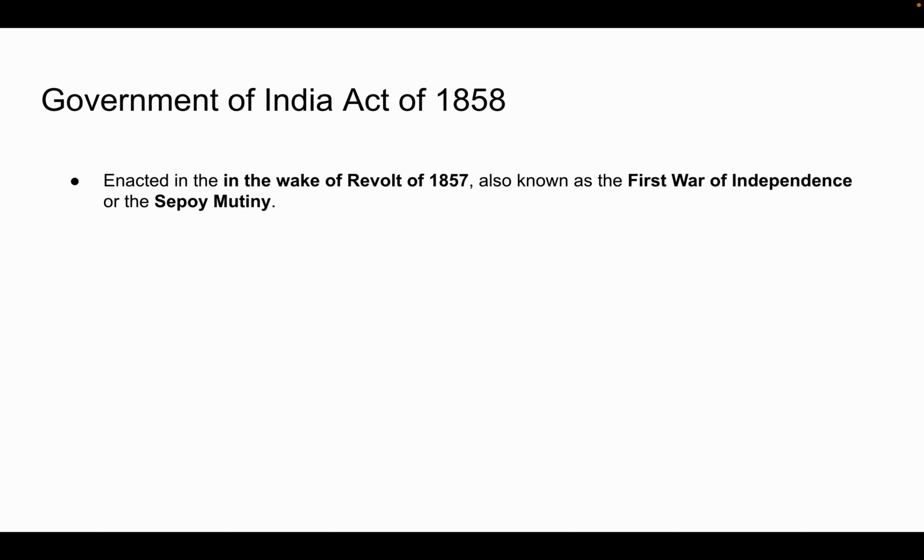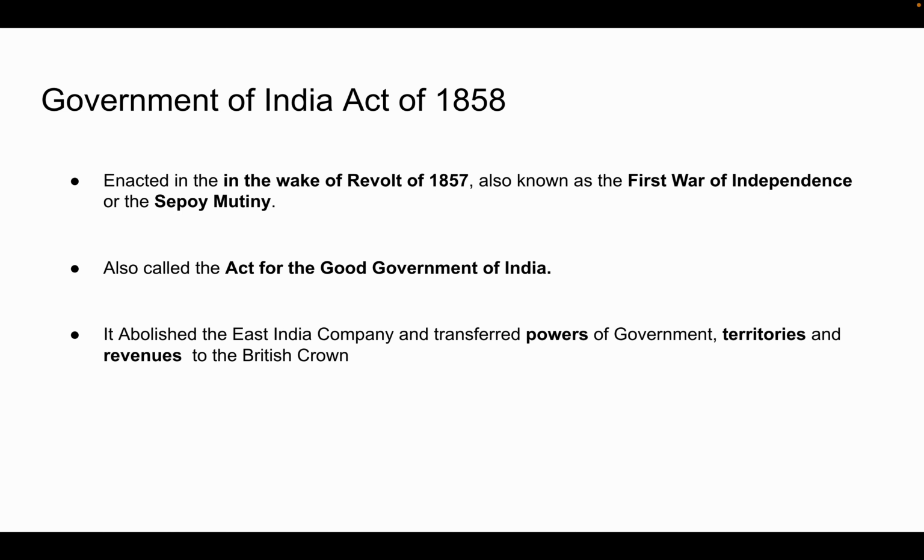Now, why was this act enacted? It was enacted in the wake of the revolt of 1857, which is also known as the First War of Independence or Sepoy Mutiny. Second, this act is also called the Act for Good Government of India, and I will tell you the reason at the end why it is called so. And third, this act abolished the East India Company and transferred the powers of government, territories and revenues to the British Crown.